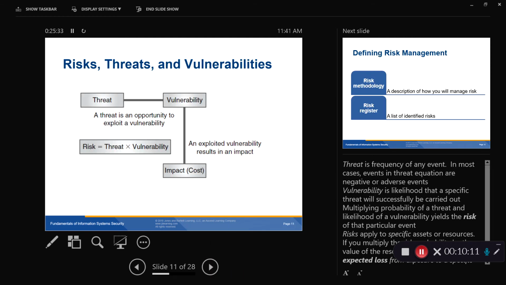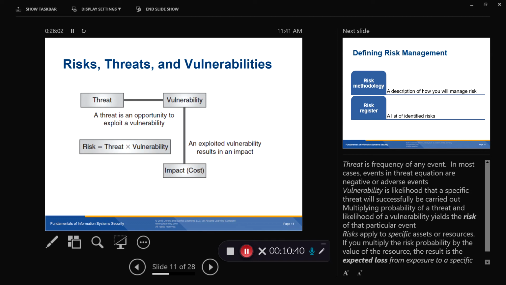Now we talk about risks, threats, and vulnerabilities. So a threat is the frequency of any event. In most cases, the events in the threat equation are negative or adverse events. A vulnerability is the likelihood that a specific threat will successfully be carried out. Multiplying the probability of a threat and the likelihood of a vulnerability yields the risk of that particular event.